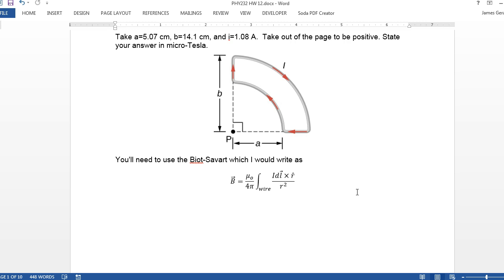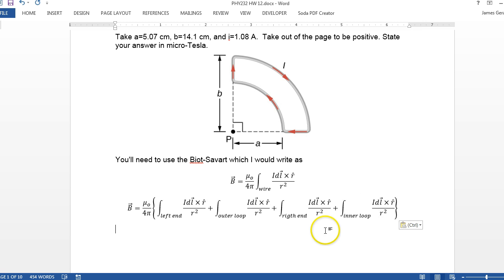Well, I'm going to save myself some typing in this. We have to divide it up into pieces. So there's the left end, there's the outer loop, there's the right end or bottom end, and then there's the inner loop. We divide it up into these pieces because we can easily integrate on each one of these. Because here R varies, but the angle phi is constant. So phi is this direction, and R is out this way, away from point P.